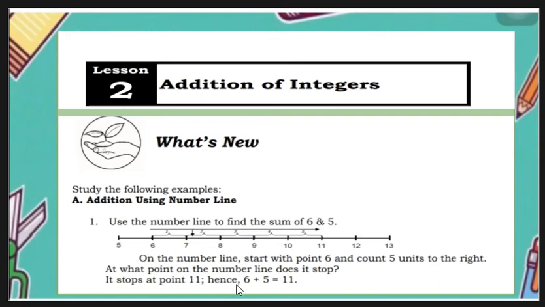Therefore, 6 plus 5 is equal to 11. Again, find the sum of 6 and 5. Therefore, add the two numbers, 6 plus 5 is equal to 11.